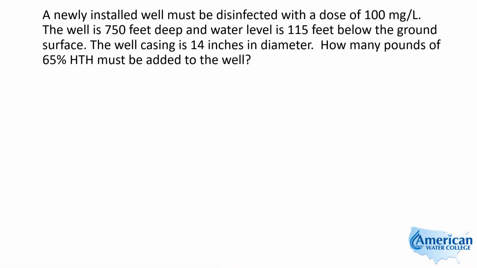So let's look at one of these problems, and it reads, a newly installed well must be disinfected with a dose of 100 milligrams per liter. The well is 750 feet deep. Water level is 115 feet below ground surface. The well casing is 14 inches in diameter. How many pounds of 65% HTH must be added to the well? So we're dosing at 100 milligrams per liter.